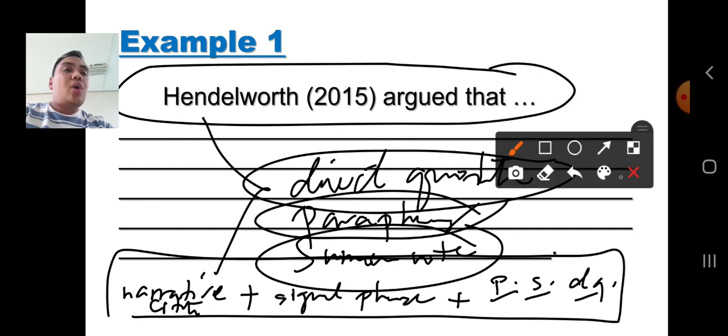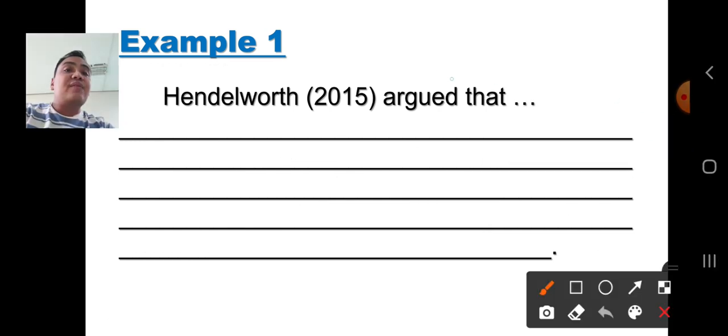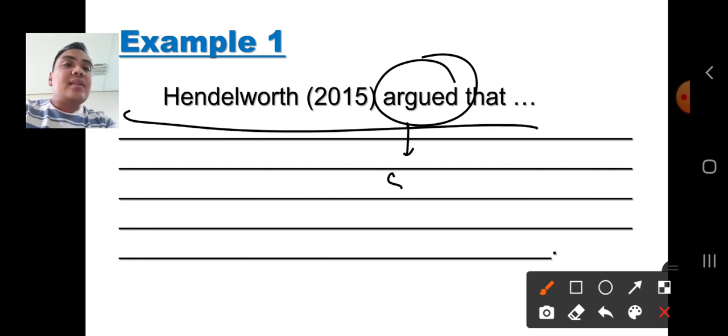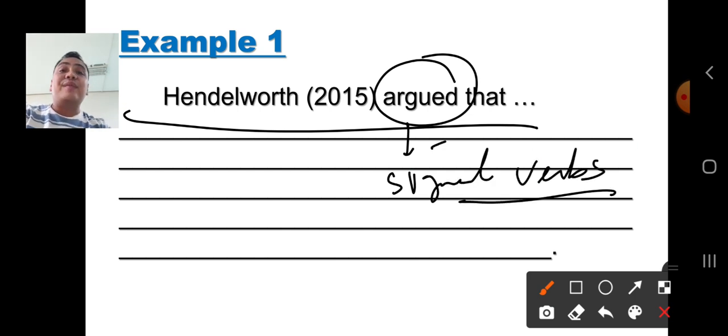Okay? So notice that signal phrase uses action words. These action words within the signal phrase will be known as signal verbs. And based from what we've learned already, verbs are action words, right? So what are the possible examples of signal verbs that can be used upon using narrative citation?